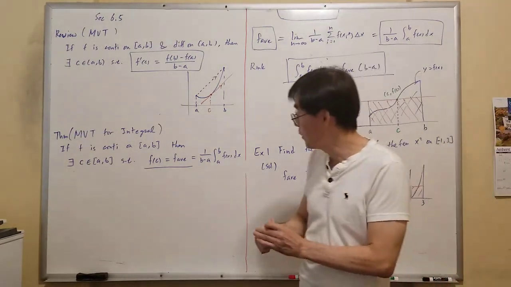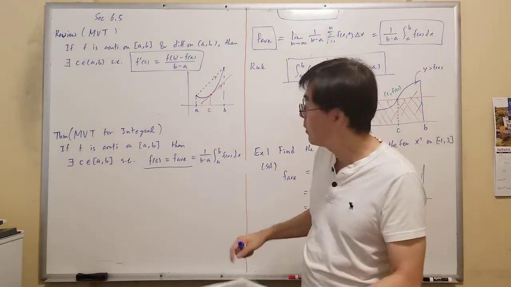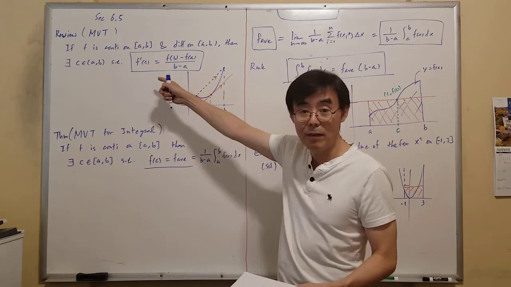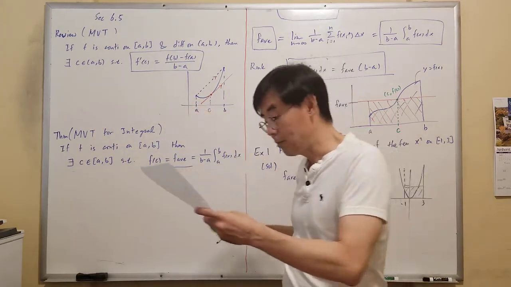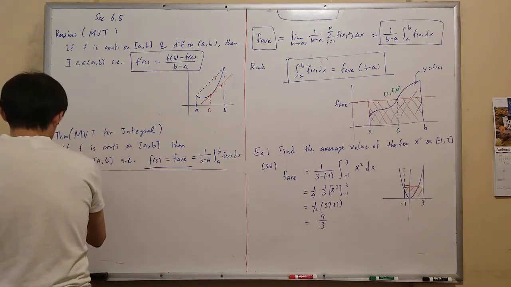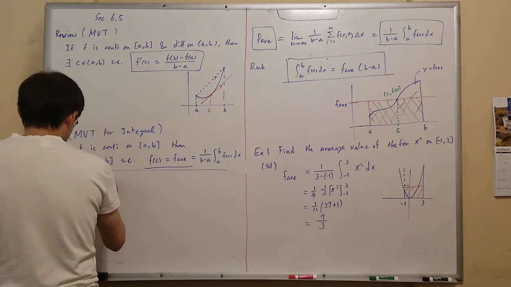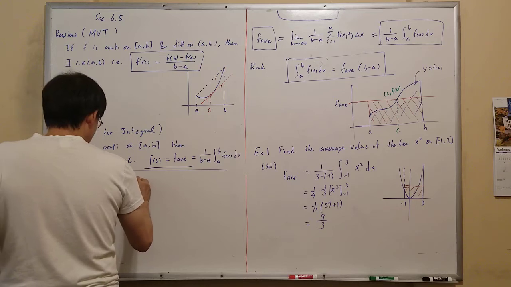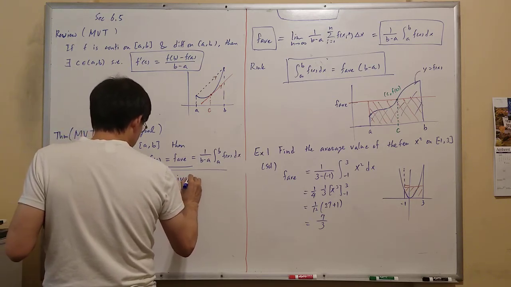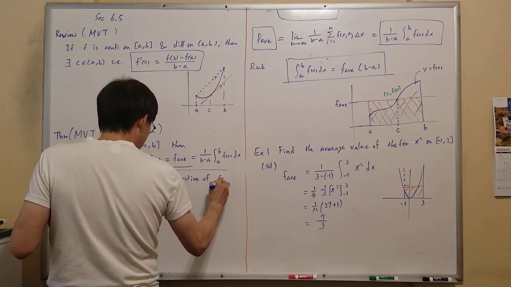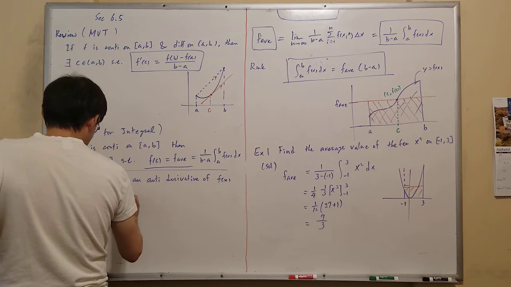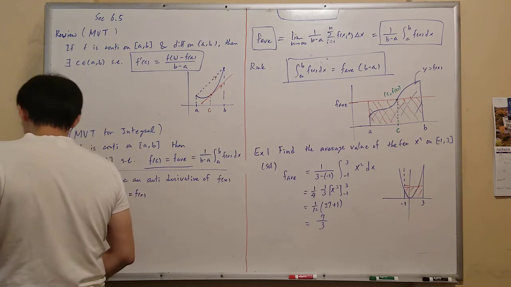Now, how do you prove this? Well, this is actually a direct corollary of the original version of the mean value theorem. Proof. Let capital F of x be an antiderivative of lowercase f of x, i.e., capital F prime of x equals f of x.